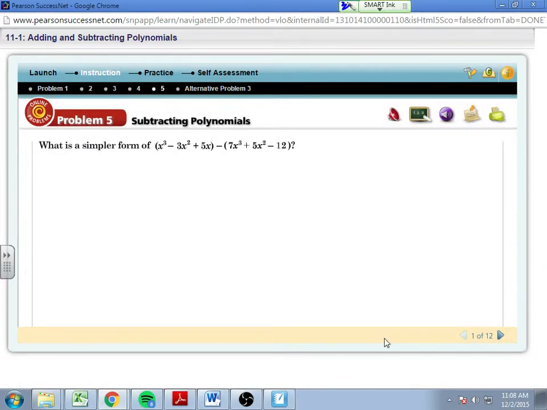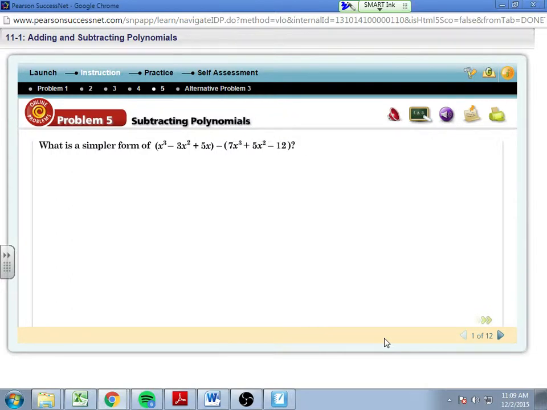In this problem, you will subtract polynomials. Here's where the common mistake happens. What is a simpler form of the quantity x cubed minus 3 times x squared plus 5 times x, minus the quantity 7 times x cubed plus 5 times x squared minus 12?